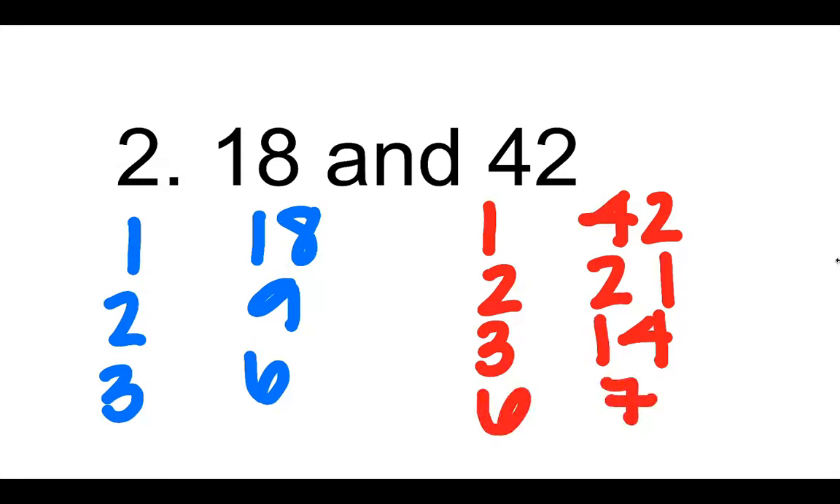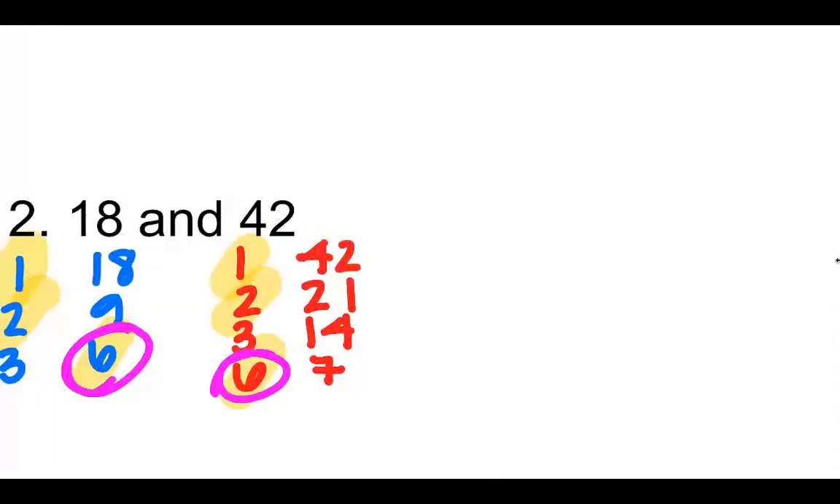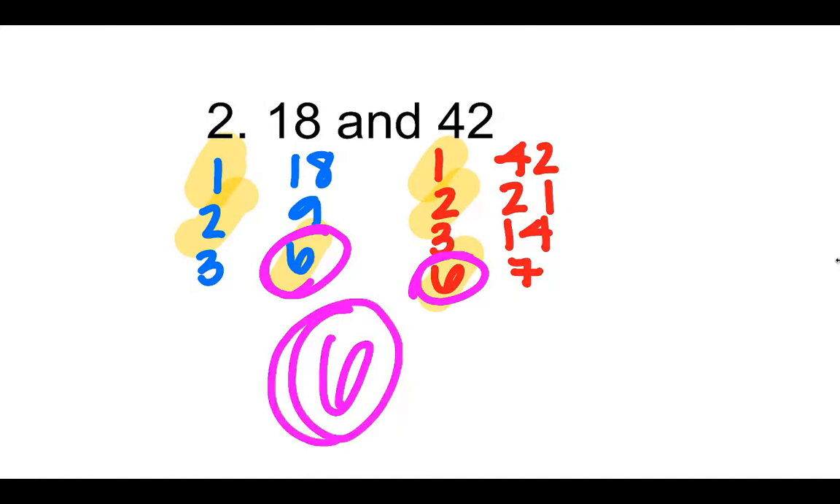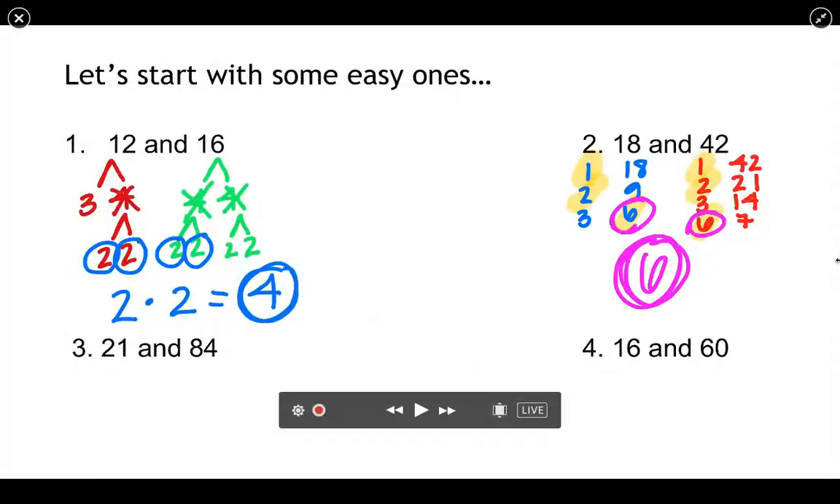So if I'm looking at shared, I've got to make sure they're in both of these things. So it has to be in red and blue to be shared. So those are the only 3 numbers that are shared, 1, 2, and 6. So 6 is the biggest one in between 18 and 42. So 6 would be our GCF. So those are our 2 ways we learned how to do it yesterday.